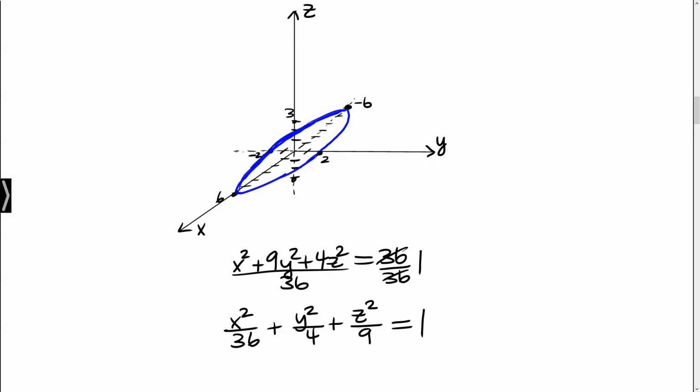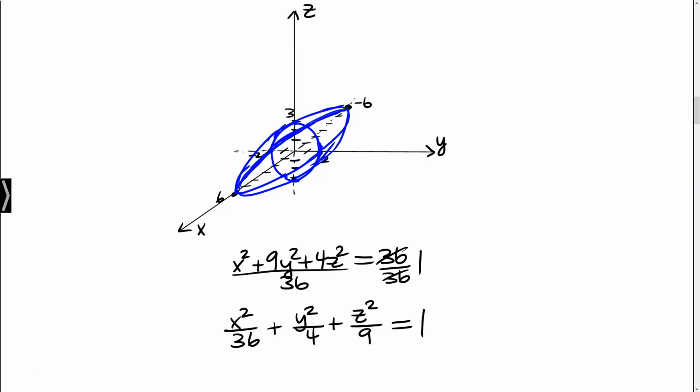We also get an ellipse in the xz plane. So in the xz plane, we go 6 units in the x direction and 3 units in the z direction. That's going to give us this particular ellipse. And then we've got the one in the yz plane, where you go 2 units in the y direction and 3 units in the z direction. All right, so that's as good as I can do by hand.